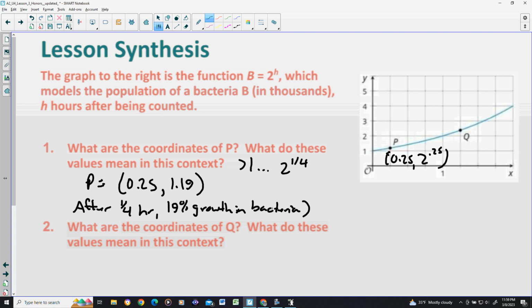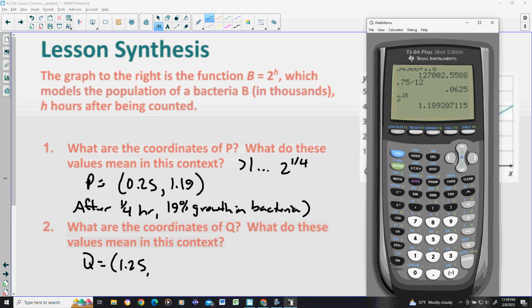Same thing for the next one, right? What about what is this one? 1.25. Could we do the same thing? Could we plug that in for h? Sure. 2 exponent 1.25, 2.37. What about 2.38? We'll do 2.38.